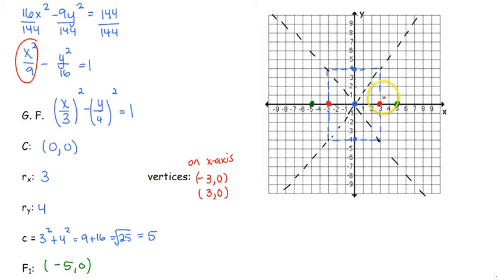So if this is the vertex of my graph, it's going to approach that asymptote but never touch. It's going to approach but never touch. We do the exact same thing on the other side. Approach but never actually touch.